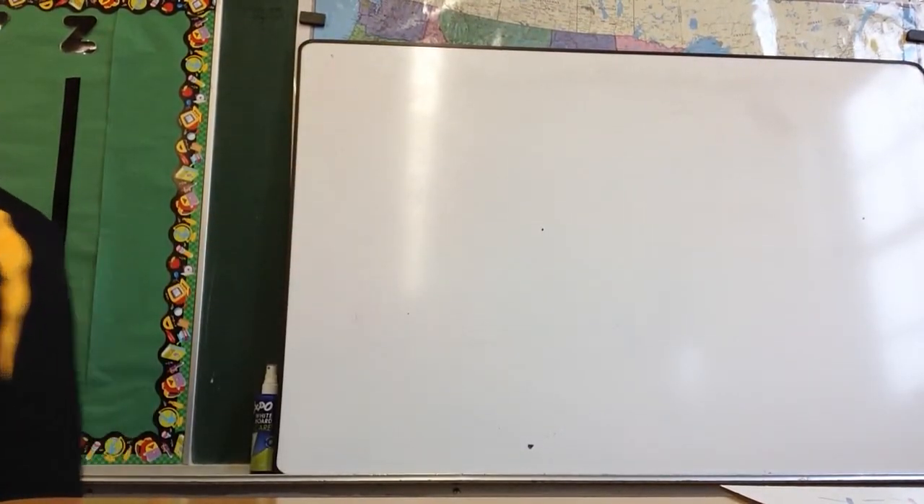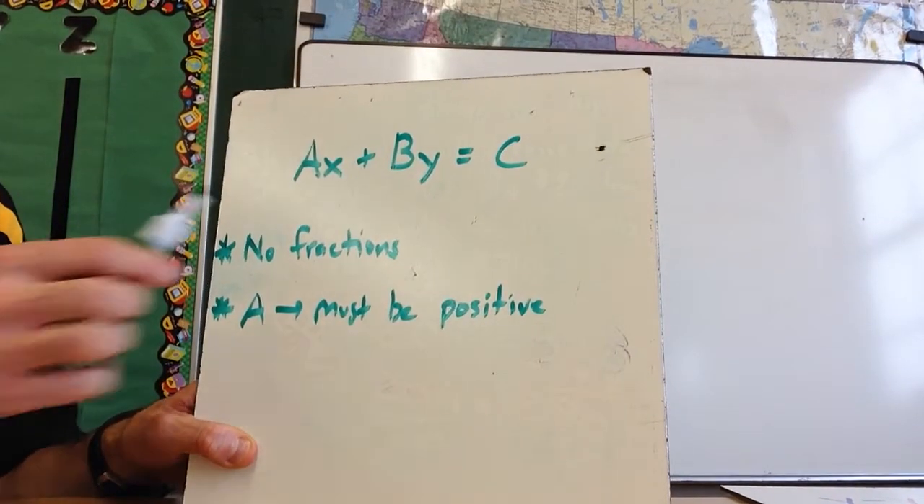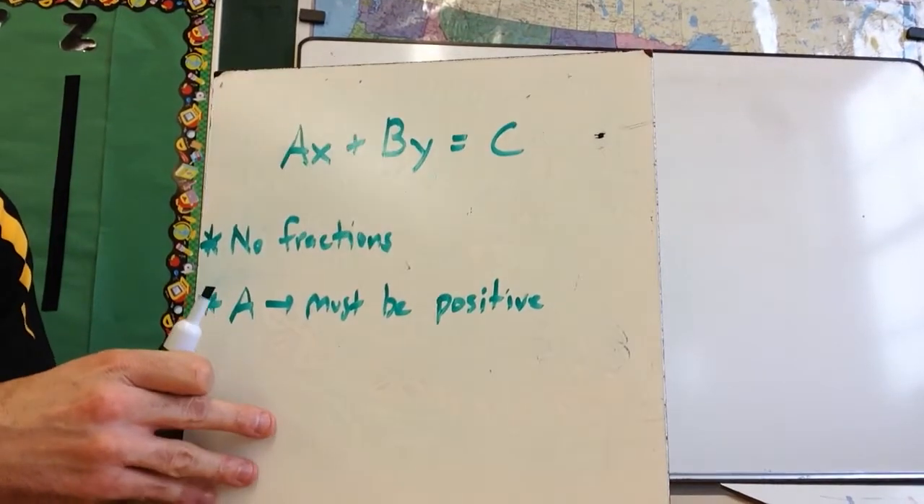Now, let's talk quickly. It's a quick reminder about standard form. We talked about this a little while ago. Standard form is ax plus by equals c. This is also an equation of a line.